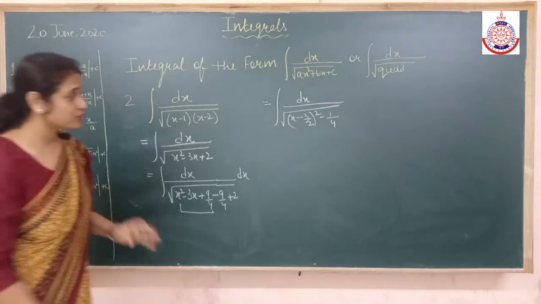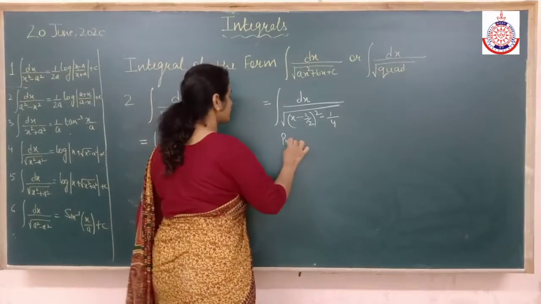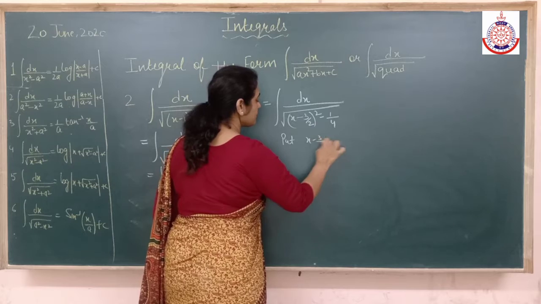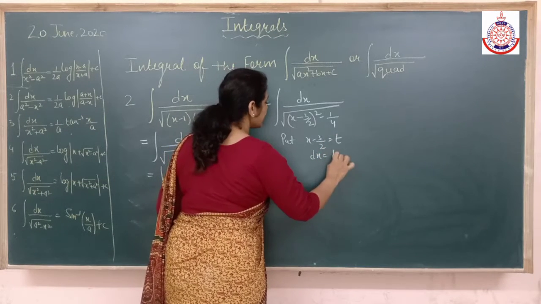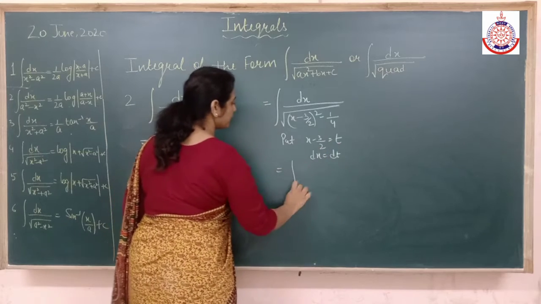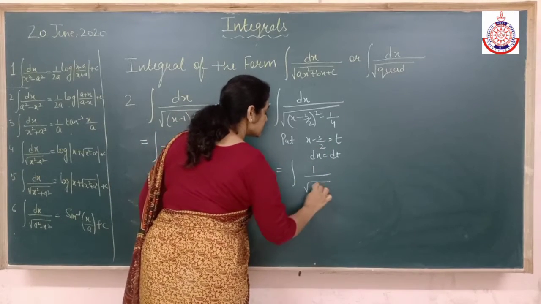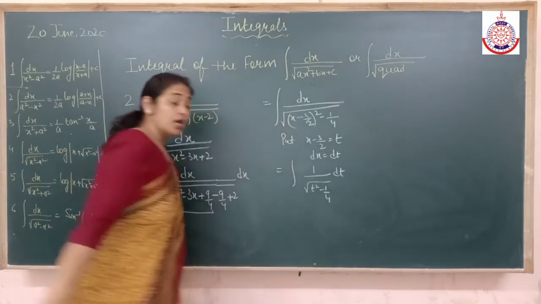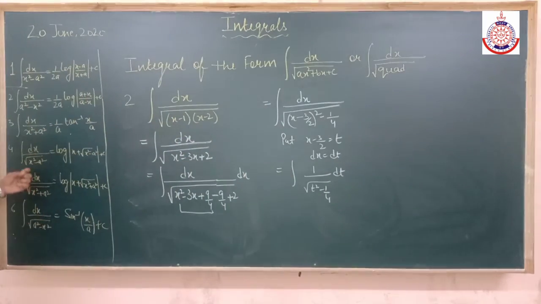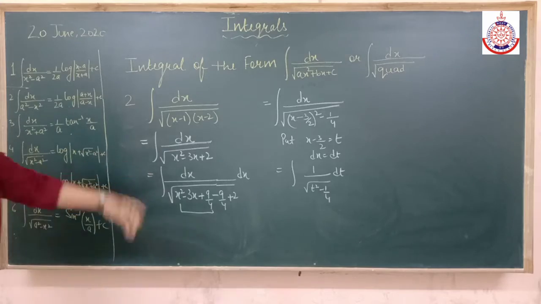Again, if you have any confusion, girls, you put it. No problem. When you are well versed with it, you have practiced well, then you can directly apply the formula. We don't have any problem in that. So it is t square minus 1/4 dt. 1 upon x square minus a square. Apply.